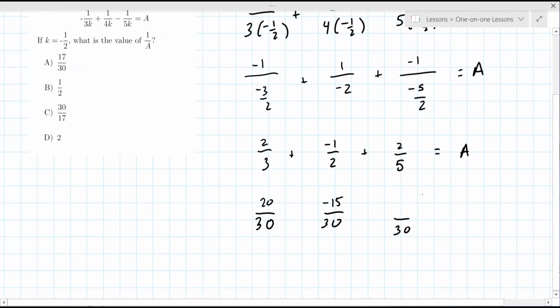30, 6, which is 12. And then it's the reciprocal of that, right? So it'd be C. Yes. Okay. So a lot of fractions there.